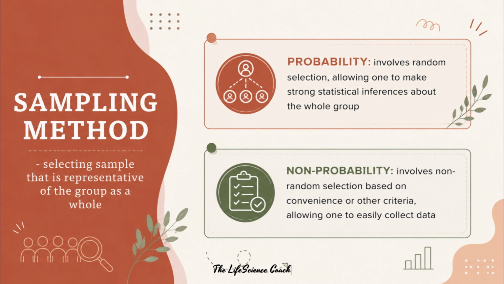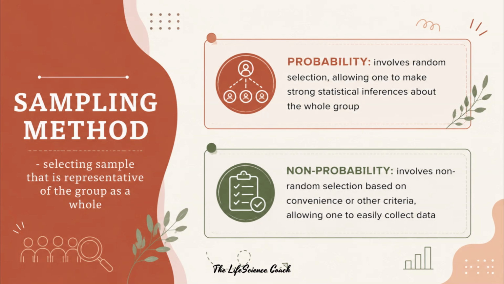Sampling method refers to the process of selecting a small group of people, called a sample, from a larger population for research. The selected sample should represent the whole group so that the researcher can draw accurate conclusions. There are two main types of sampling methods. First is probability sampling. In this method, participants are selected randomly, meaning everyone in the population has an equal chance of being chosen. This method helps researchers make strong and reliable conclusions about the entire population. For example, selecting students randomly from all classes in a college.